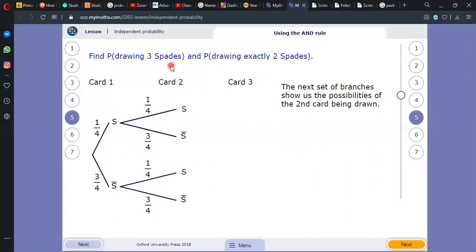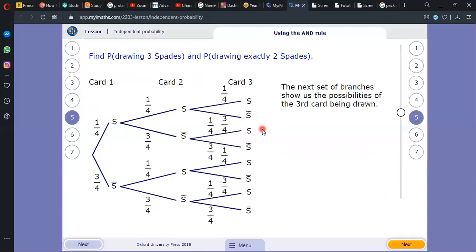You know we are drawing 3 spades. So card 2 should be spade, not spade, spade, not spade for both branches of card 1. And then you write out your probabilities on the branches like they are written this way. For card 3, the same thing happens. For all the branches of card 2, you must also repeat it like that. So 1/4, 3/4, 1/4, 3/4, 1/4, 3/4, and 1/4, 3/4. I'm sure you understand how that is going.